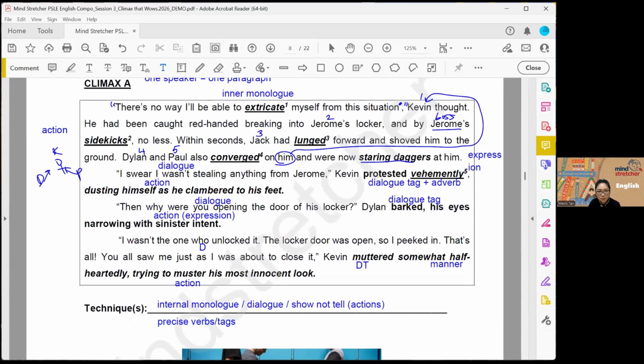And make sure you paragraph. How can I make this more obvious to all of you? Paragraph, okay? Paragraph. This person is Kevin. Then moving on to Dylan. Then moving on to Kevin, back to Kevin again. How many of such dialogues would you have in your composition? About one set like that. Not more than two, because it gets too much.